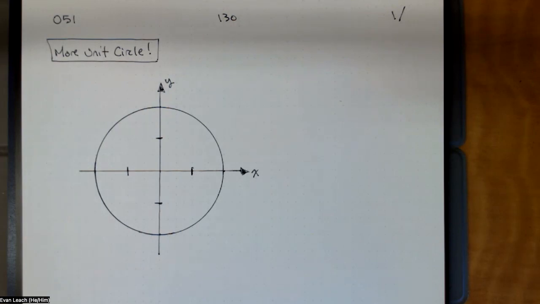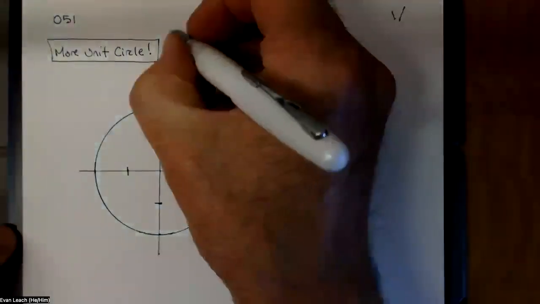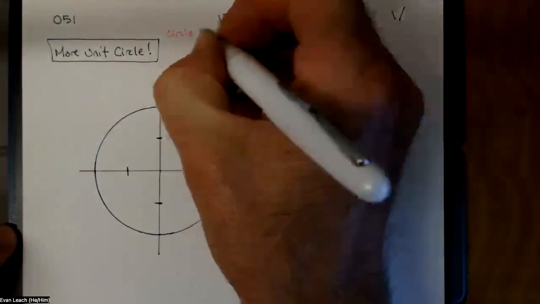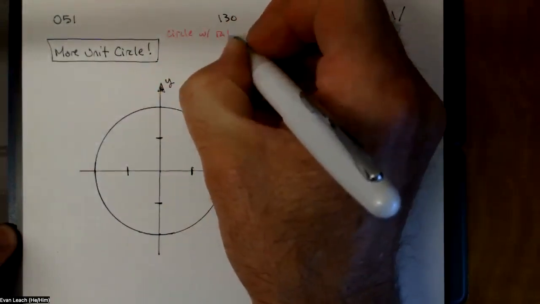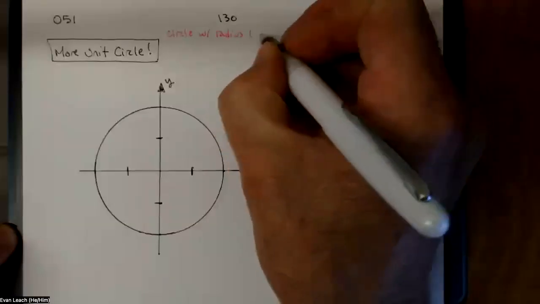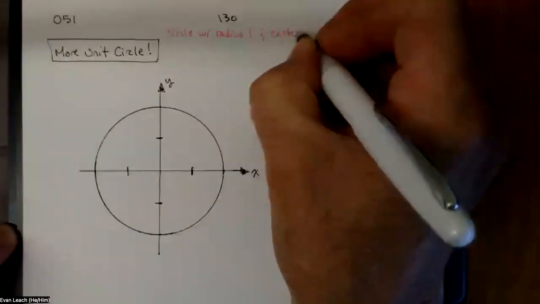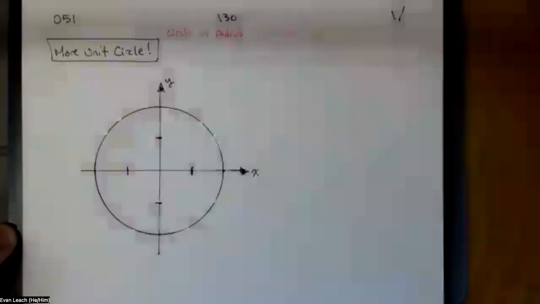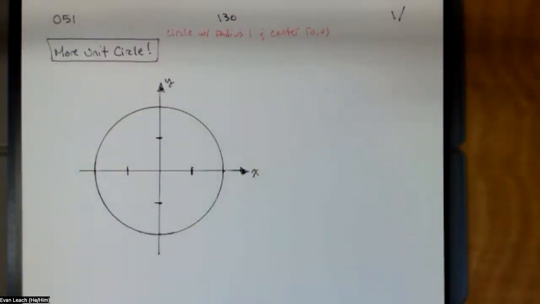So remember that the unit circle is a circle with a radius of 1 centered at the origin. So our unit circle is a circle with a radius of 1, and center at the origin. What we want to know are the angles in standard position and the coordinates on the unit circle of each of the angles in standard position.